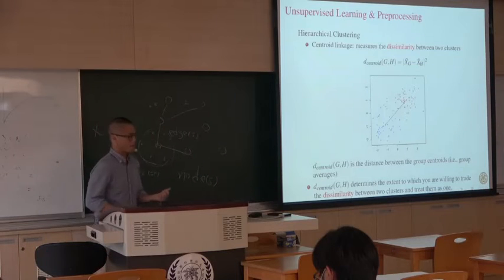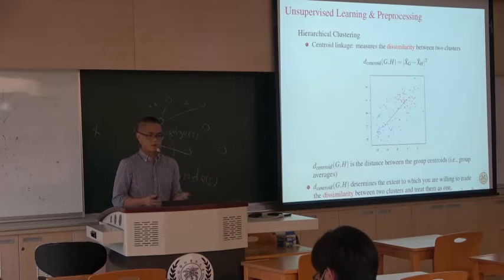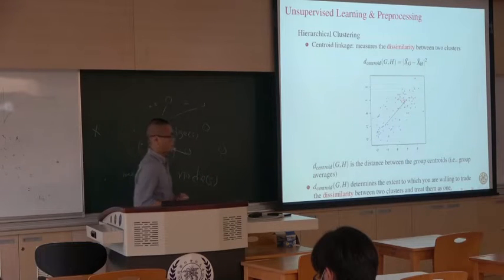And at the group level, or cluster level, there's a concept called centroid linkage. You measure the dissimilarity between two clusters.